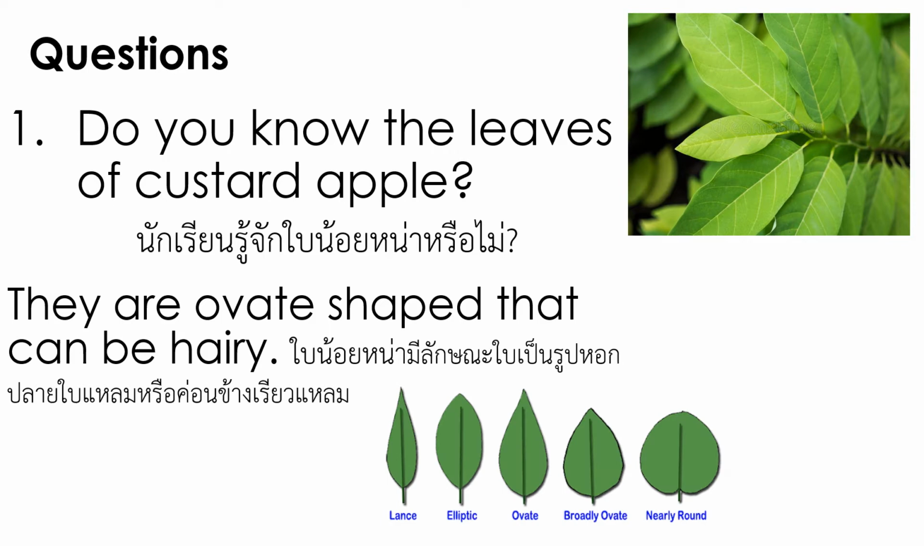Here are the types of leaves below: lance, elliptic, ovate, broadly ovate, nearly round. Custard apple leaves belong to ovate shaped.